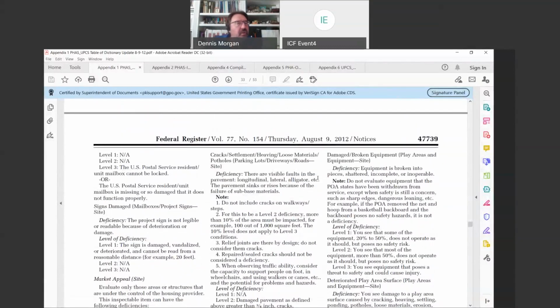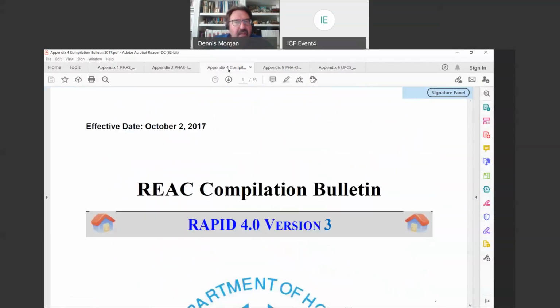So this is the original scoring system that HUD published back in 2012, which still comes into play, but HUD has also tweaked the system through changes since 2012. And in that 2012 and the changes, these changes are now occurring through what's called the REAC compilation bulletin.